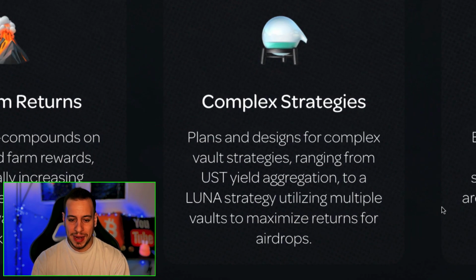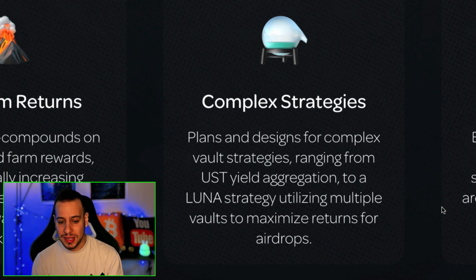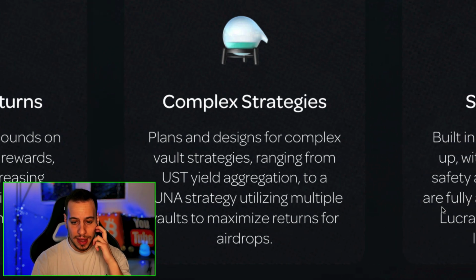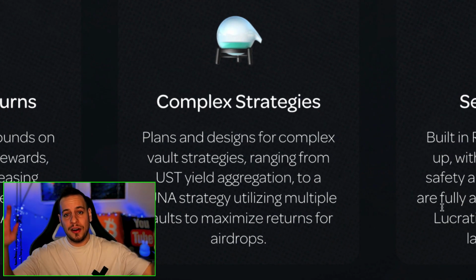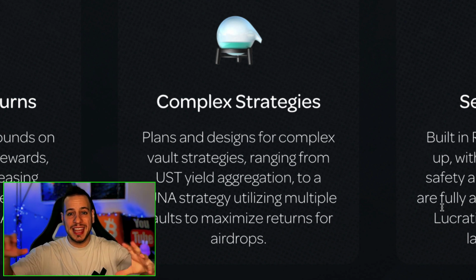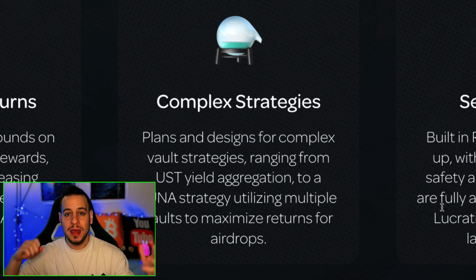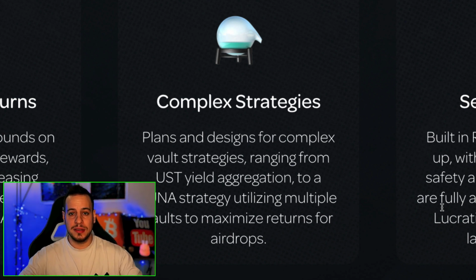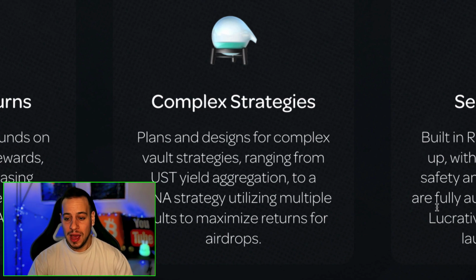Complex strategies: planned and designed for complex vault strategies, ranging from UST yield aggregation to Luna strategy utilizing multiple vaults, to maximum returns for airdrops. So they have different vaults that are optimized to, for example, catch Terra Luna ecosystem airdrops by utilizing the assets in a way that the chances of winning an airdrop will be higher.